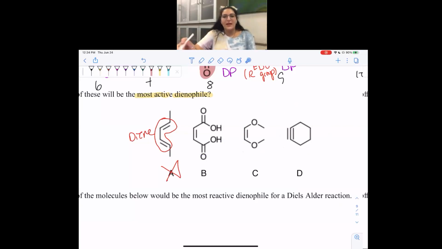Cool, cool. And now the most active one, is that going to have a donating group or a withdrawing group? Withdrawing, yes. Okay, so this one is a diene because it is 2 double bonds separated by a single bond in the middle. All right, so you guys said most activating is electron withdrawing group. So between B, C, and D, let's look at the substituents.